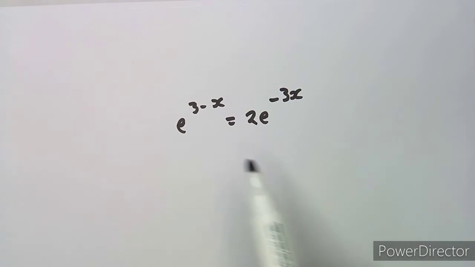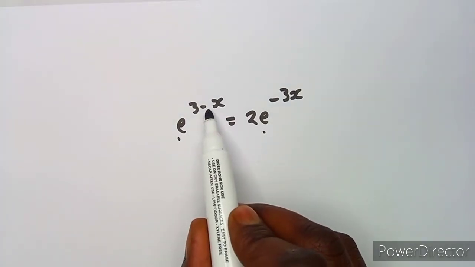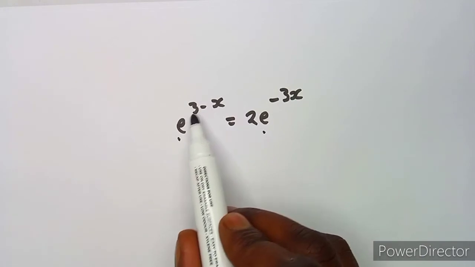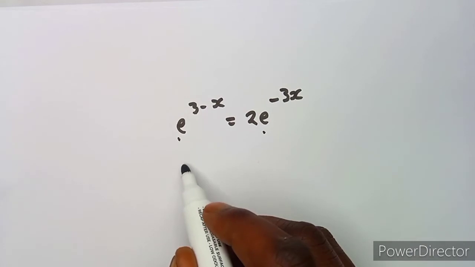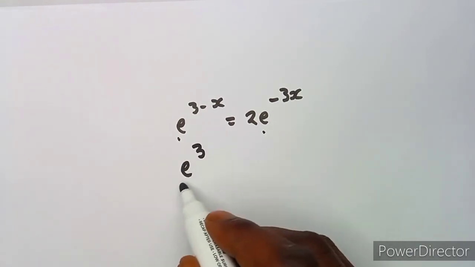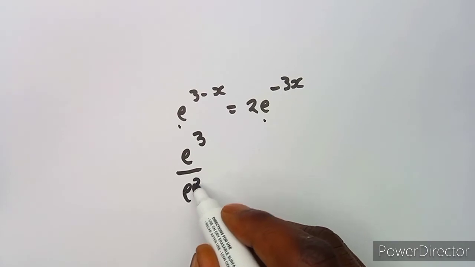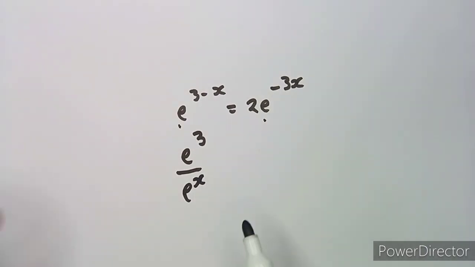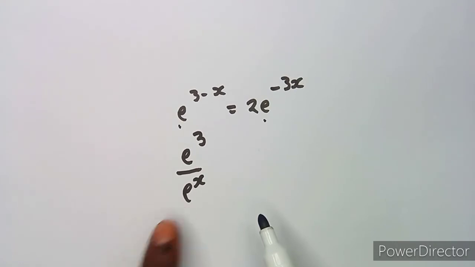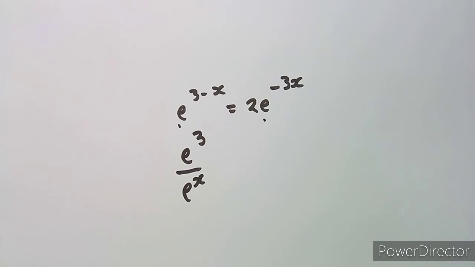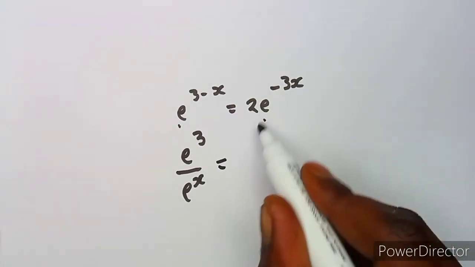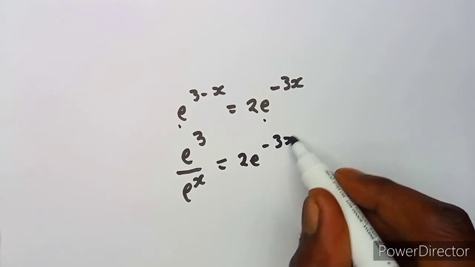So this is what I'm going to do. I've got e here, I've got e here, but let's ask ourselves, guys, this is 3 minus x. So what happened here? Like the previous part, when we subtract, we had to divide. So this was actually e to the exponent of 3 over e to the exponent of x, dividing the bases which are the same. That is what made you subtract the exponents. And this is equivalent to 2e to the exponent of minus 3x.